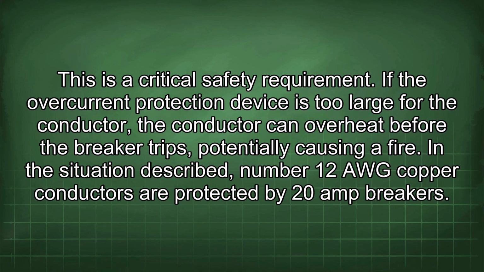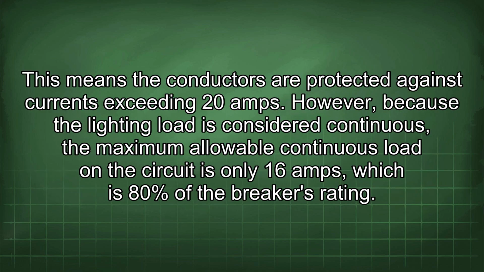If the overcurrent protection device is too large for the conductor, the conductor can overheat before the breaker trips, potentially causing a fire. In the situation described, number 12 AWG copper conductors are protected by 20 amp breakers. This means the conductors are protected against currents exceeding 20 amps. However, because the lighting load is considered continuous, the maximum allowable continuous load in the circuit is only 16 amps, which is 80% of the breaker's rating.